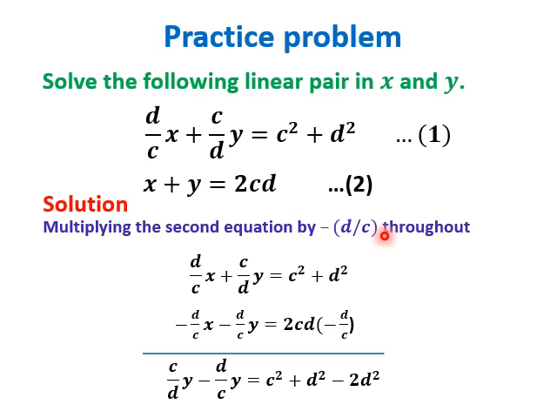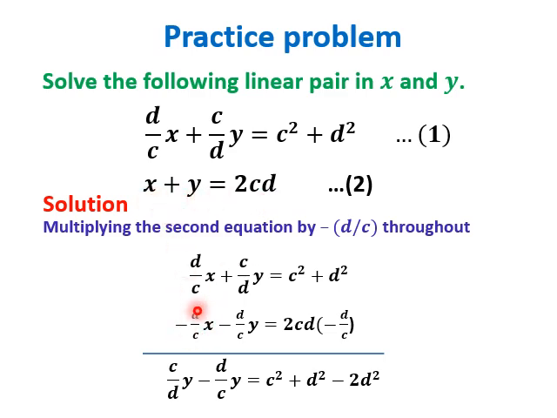Now let us take a practice problem to solve the linear pair in x and y. When we write a linear pair in x and y, it means they are the variables which need to be determined. So x and y are the variables, others are some real numbers like d, c. Now to solve this by the elimination method, we observe that in the second equation the coefficient is 1, and in the first equation it is d by c. So what we do in the second equation, we multiply by minus d by c throughout.